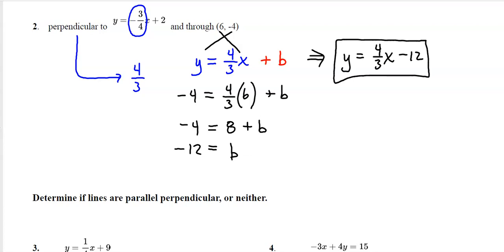And again, I could now go to my graphing calculator if I wanted to, and I could verify that these two lines are perpendicular. But I can look at them and I can see that their slopes are opposite reciprocals. And then I made sure it went through the right point by plugging those values in.